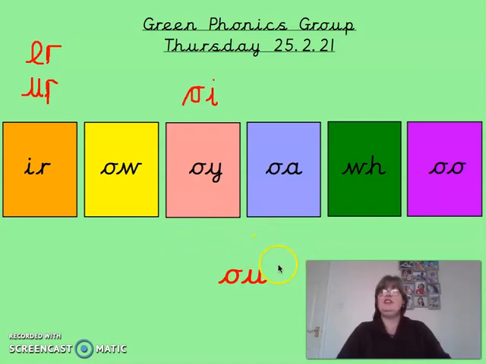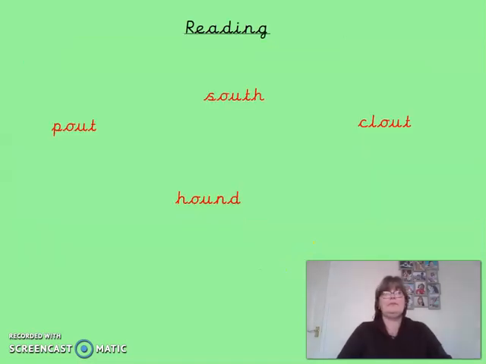Okay, so let's move on and use today's ow sound in our reading and spelling. So we've got 4 words on screen. You know what we're going to do now. Pause me, sound them out, blend them together, come back to me when you know what the words are. They are real words today.